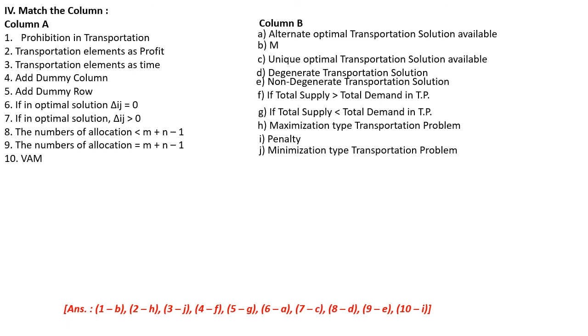7. If in optimum solution delta ij is less than 0. Answer option C, unique optimum transportation solution available. 8. The number of allocations is less than m plus n minus 1. Correct answer option D, degenerate transportation solution. 9th. The number of allocations equals m plus n minus 1. Correct answer option B, non-degenerate transportation solution. 10th. VAM. Correct answer option I, penalty.